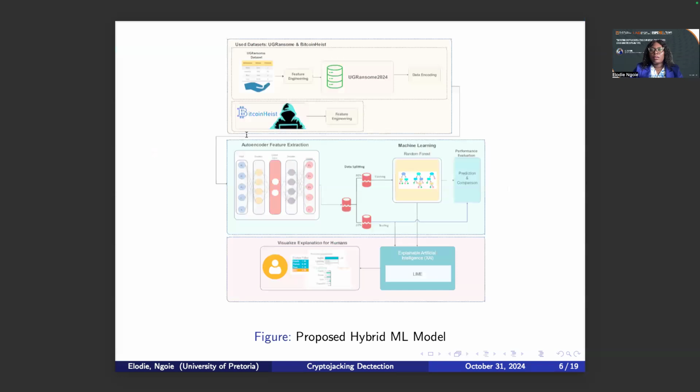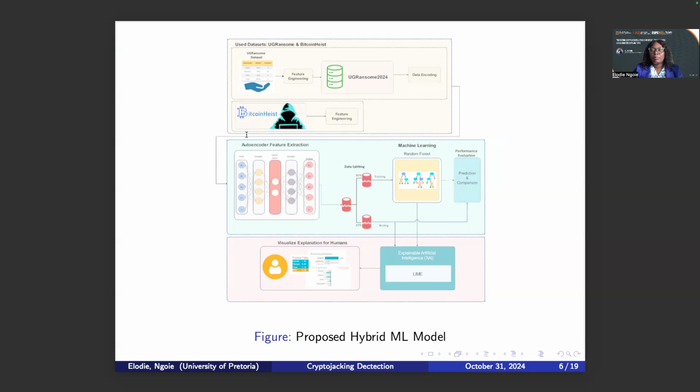This is a representation of what the proposed model is. It is a three-layered model. On the first layer is the data that we're going to provide to the model. It's going to undergo feature engineering. Once that's done, on the second layer we have the autoencoder and the machine learning model that we've chosen, in this case, the random forest.